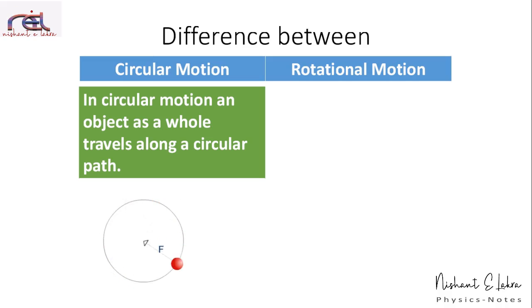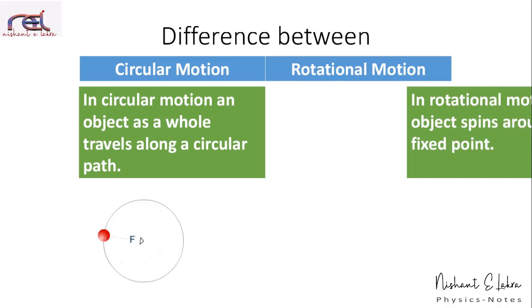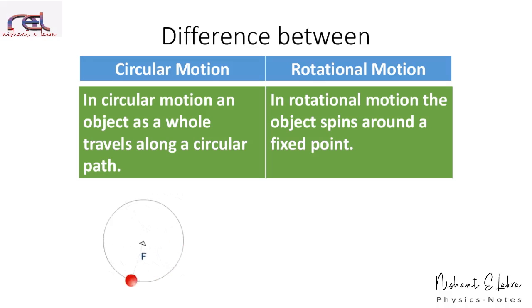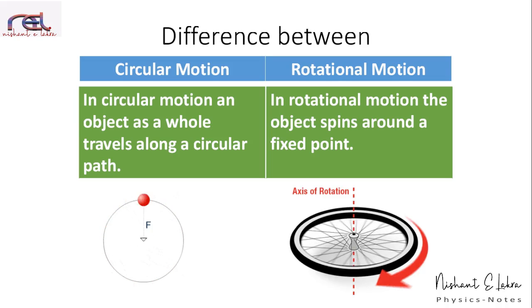Now, what about rotational motion? In rotational motion, the object spins around a fixed point. Okay, it spins around a fixed point. You can see that this wheel is spinning around a fixed point. So this is the basic difference between circular motion and rotational motion. I hope you have understood till here.